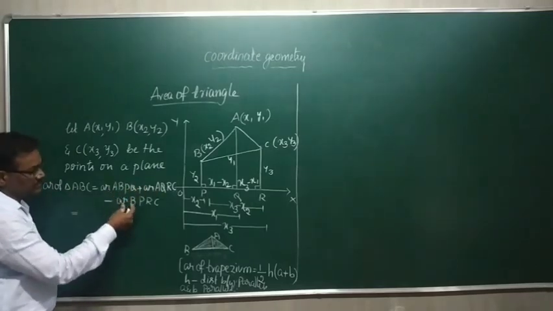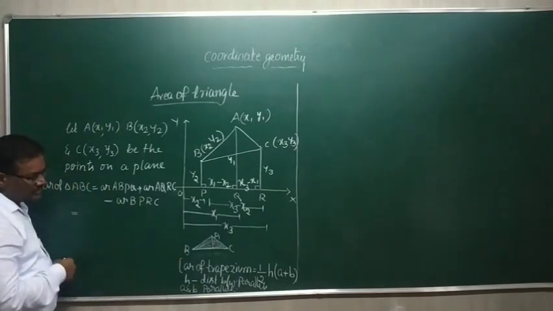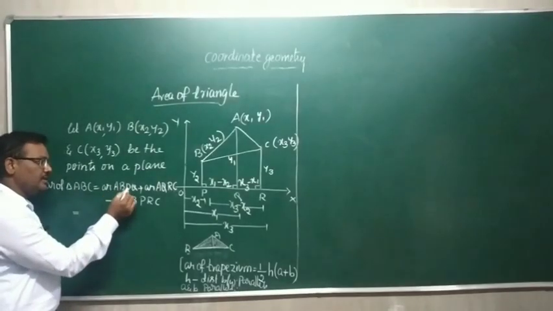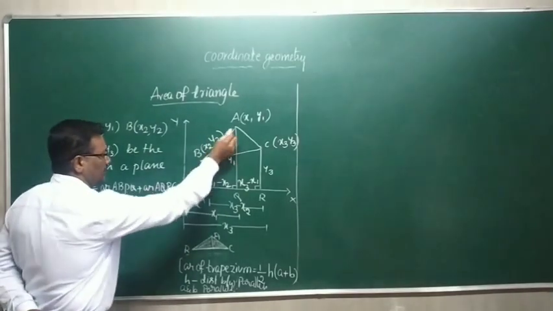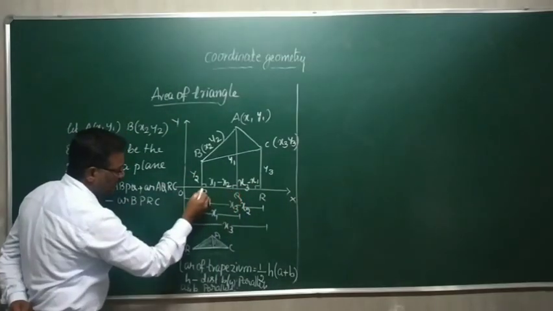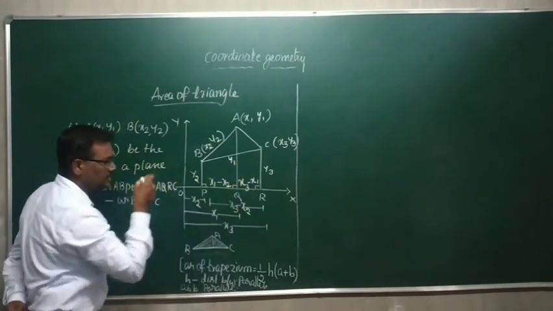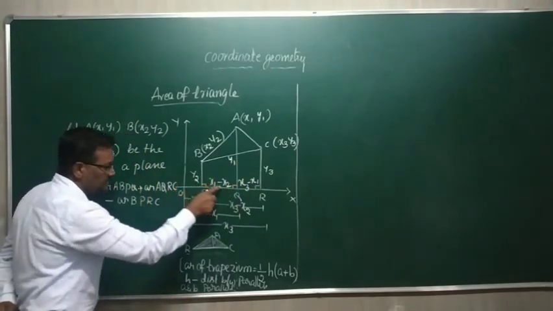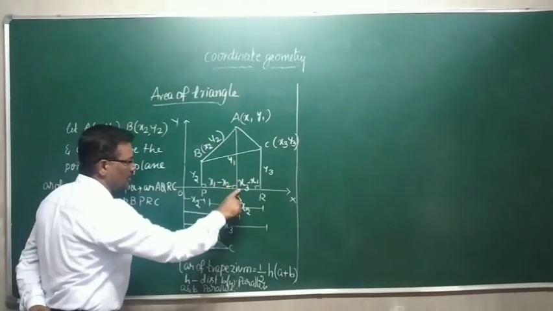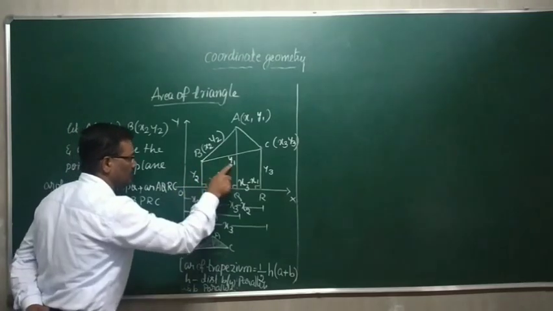Therefore, for finding area of triangle ABC, we have one formula here: area of two trapeziums minus area of third trapezium. By using that formula of h into a plus b, when you go with the trapezium ABPQ, these are the parallel sides, and the distance between them, that is x1 minus x2, is h. And parallel sides BP and AQ have lengths respectively y2 and y1.